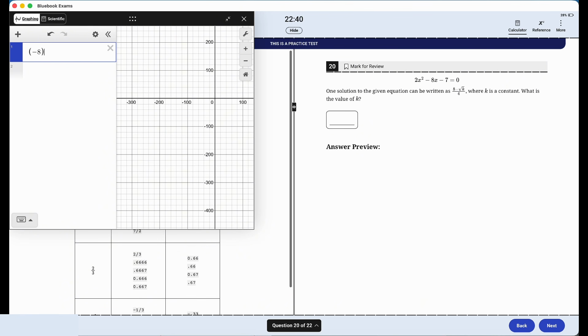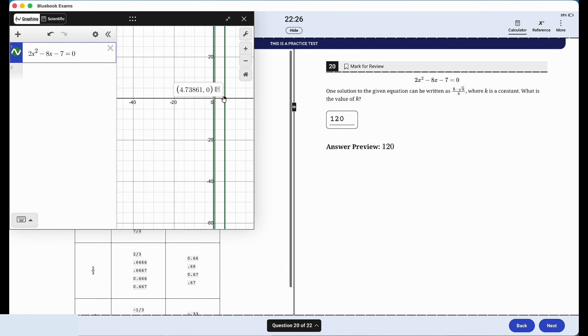I'll show you another way you could do it as well, but honestly, this is going to be the fastest. It's just 120. Here's the other way you could do it though. Remember, because this also has the keyword solution, and we know with solutions, if I type them into Desmos, I can find the solution. So here they are, these two.